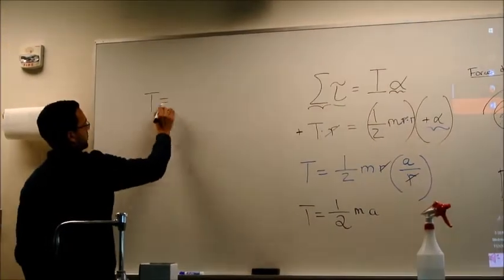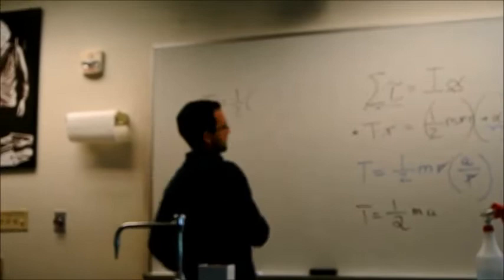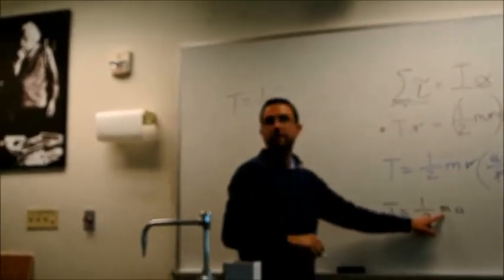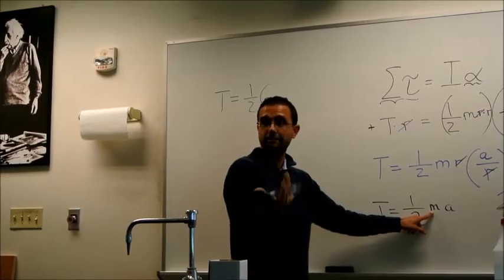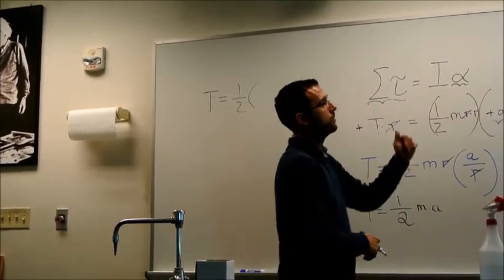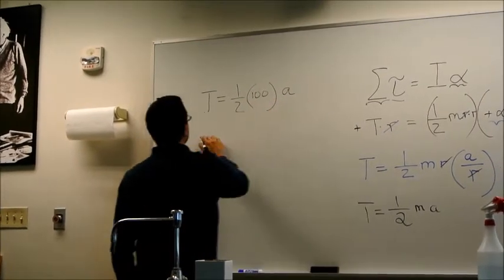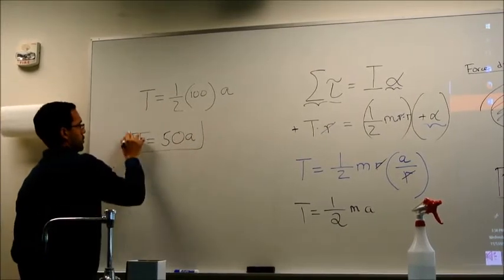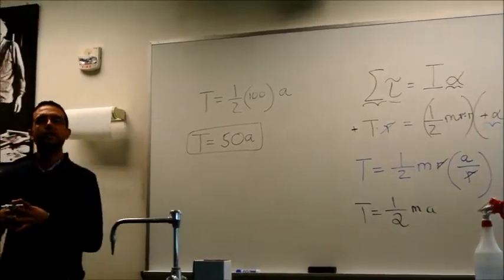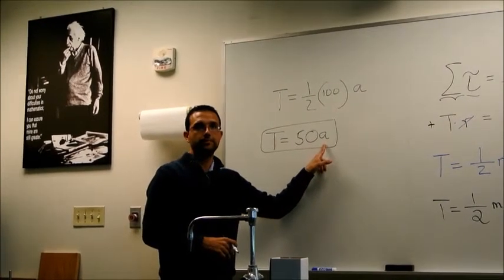So I have tension is equal to 1/2. Which mass is this? Pulley. That's the mass of the pulley, right? Because that was the inertia for the pulley. That mass came from the inertia of the pulley. So the mass of the pulley was 100, and then times A. So that's going to be T is equal to 50 times A. So that's another equation that relates the tension in the cable to the acceleration.